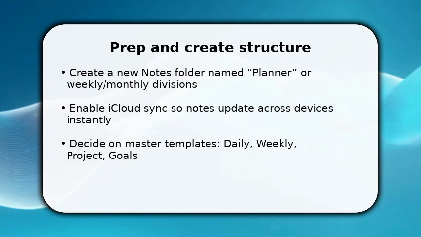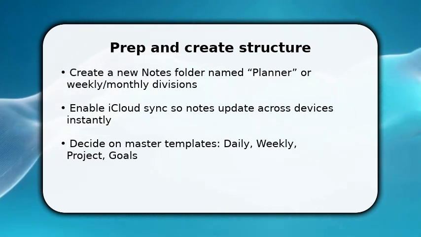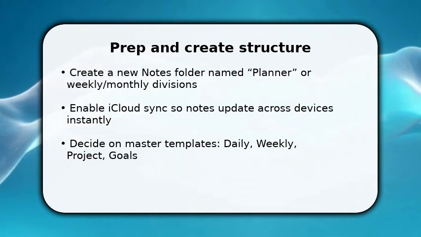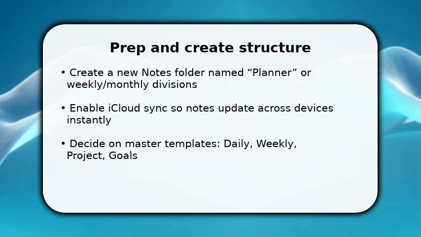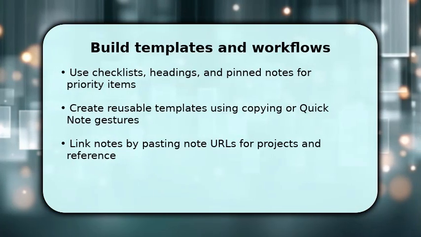Make a simple template inside each master note: date, top priorities, time blocks, and a quick capture line for ideas. This first step stops friction. You want a predictable entry point, so planning becomes automatic. Next, build usable templates and a workflow you can stick to.